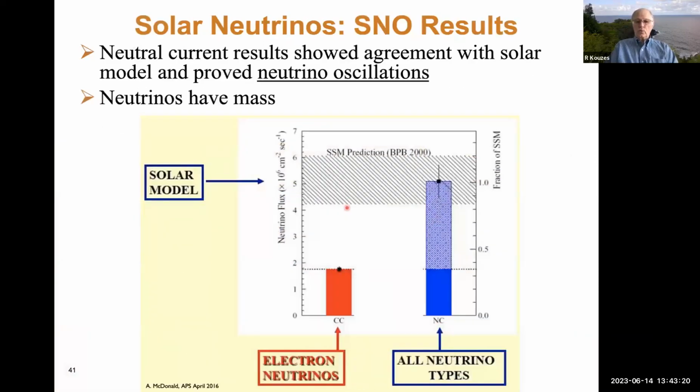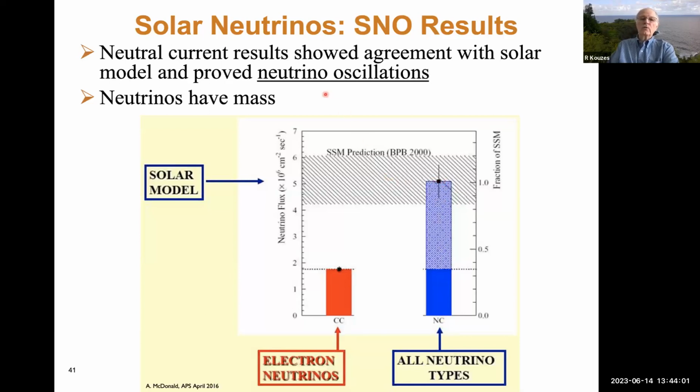So when we released our results from SNO, what we observed was that we verified Ray Davis's claim, that is, electron neutrinos from the sun generated a signal shown here in red that was 1/3 of that predicted by the standard solar model. The hash here is the standard solar model prediction. So the electron neutrinos only produce 1/3 of the signal. But when you go to the signal produced by all neutrinos, you find that it agrees perfectly with the standard solar model. So this verified that all neutrinos produce the correct signal.